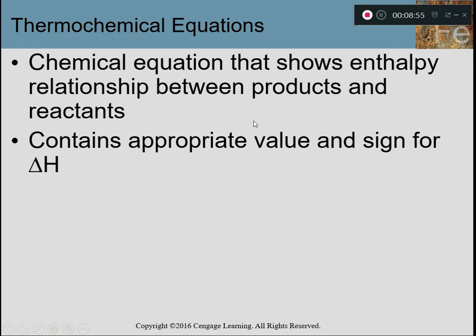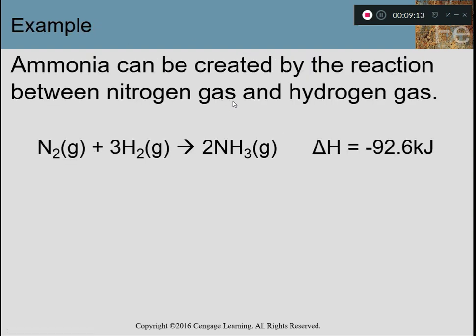Normally it's just a chemical equation that also includes, in addition to the products and the reactants, like a typical balanced chemical equation, but it also has an appropriate value and sign for delta H. It tells you how much the change in enthalpy is of the reaction. So for instance, here's one.